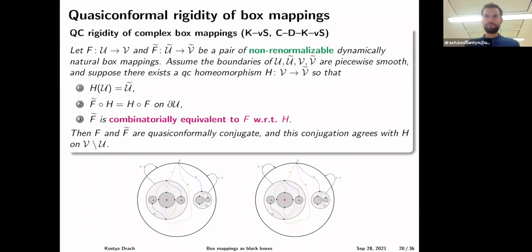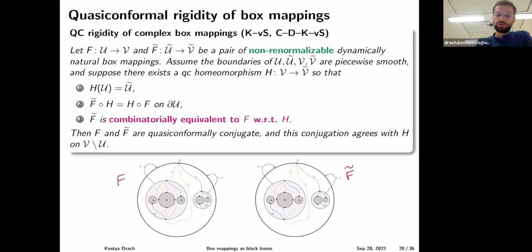Let me briefly explain what this means. On the picture here at the bottom, you can see two box mappings, F and F tilde. And I can encode all the preimages, all the puzzle pieces, by their itineraries, and also by some homotopy information, by connecting puzzle pieces of various generations to the starting puzzle piece by some curves and taking preimages. So this picture contains puzzle pieces of depth 0, 1, and 2. And you can consider itineraries and some homotopy information about how these puzzle pieces are connected. And if this information is preserved by H, this is what we call combinatorial equivalence with respect to H. Right, so in simple terms, it means that our box mappings have exactly the same combinatorics.